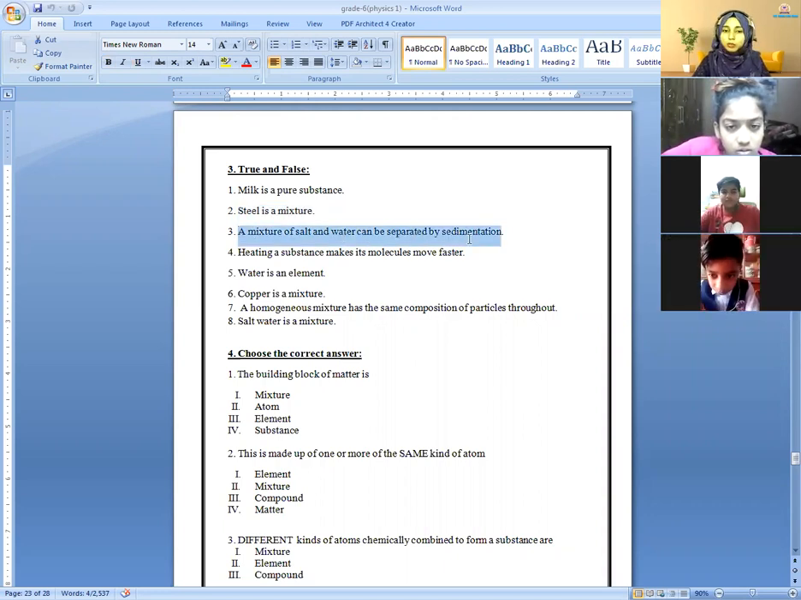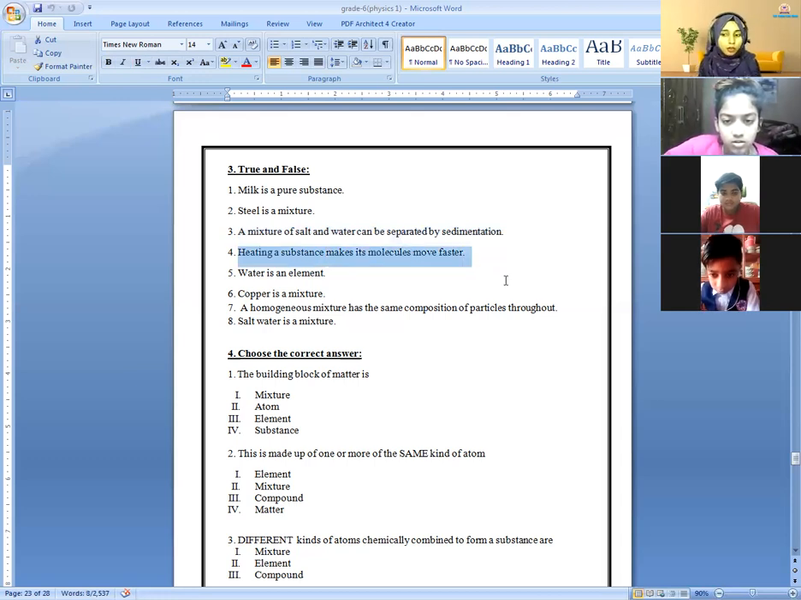A mixture of salt and water can be separated by sedimentation. Is it true or false? Exactly, it will be filtered. Yeah, it is false. Then number four, heating a substance makes its molecules move faster. Is it true or false? True. Exactly. When we heat something like water or milk, its molecules move faster, which is the reason for boiling.